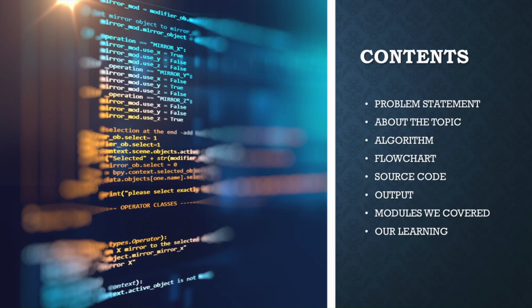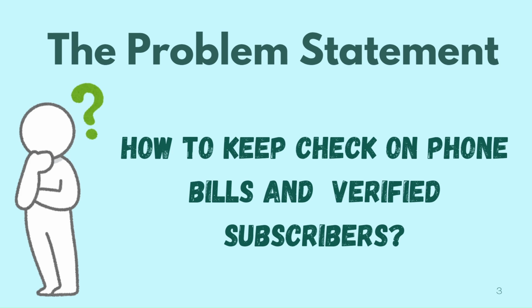Moving on to the contents of our presentation, the first thing we'll talk about is the problem statement. Then we'll talk about the topic, and moving on to algorithms and flowcharts. Then we'll have a look at the source code and the output of our code. Then we'll talk about the modules that we covered, and we'll end with the learnings that we had from this project. So the problem statement.